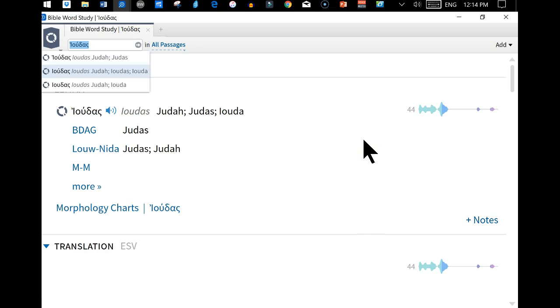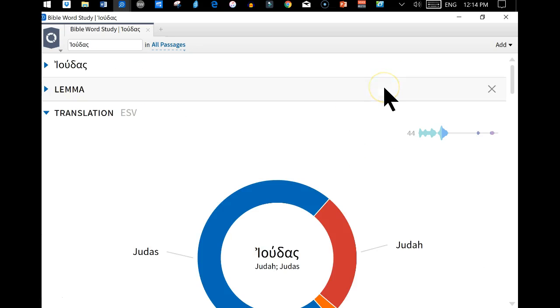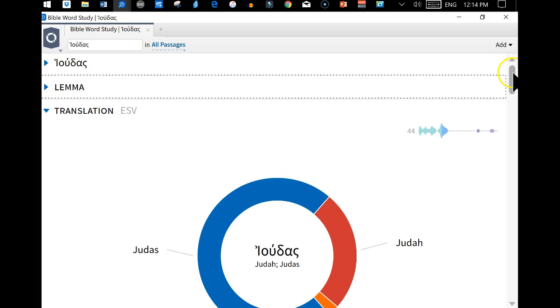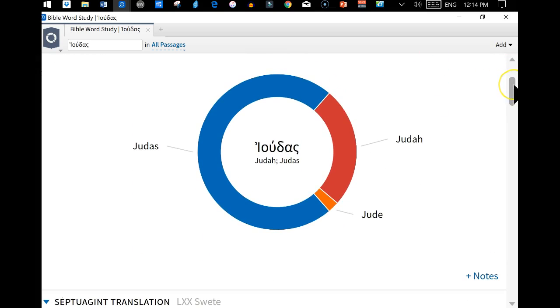But when you do that and you look at how that word is translated in different places, what do you see? Well, a lot of times it's translated Judas. A few times it's translated Jude. And a lot of times it's translated Judah. And the truth is that all three of those are the exact same word in Greek. Jude, Judah, and Judas.